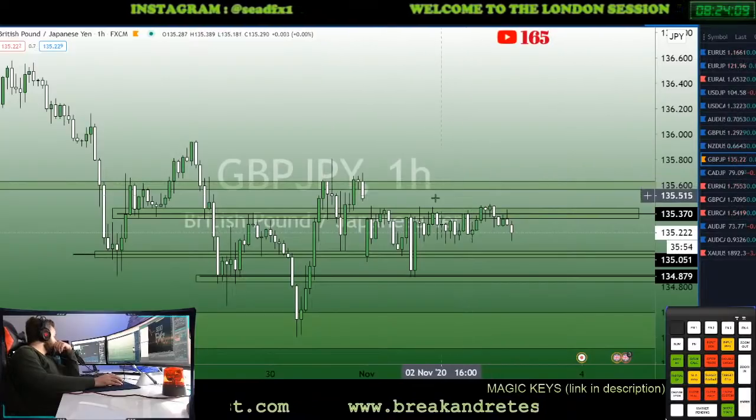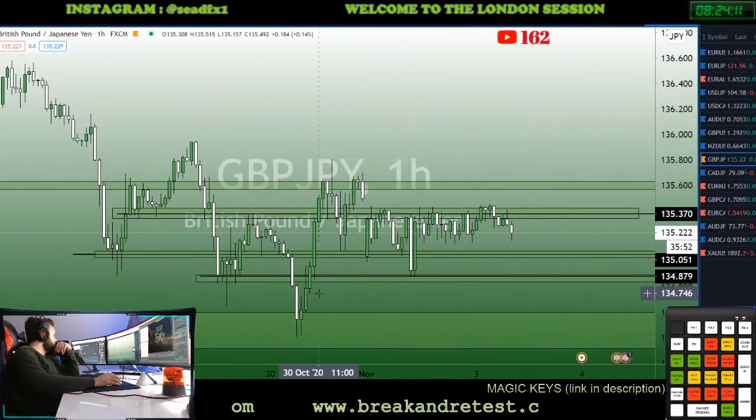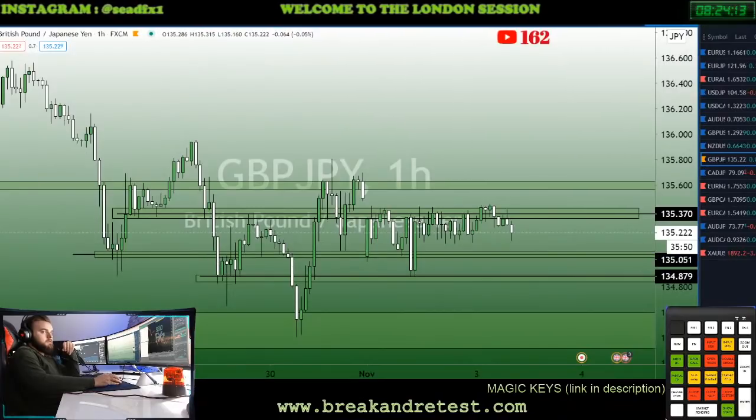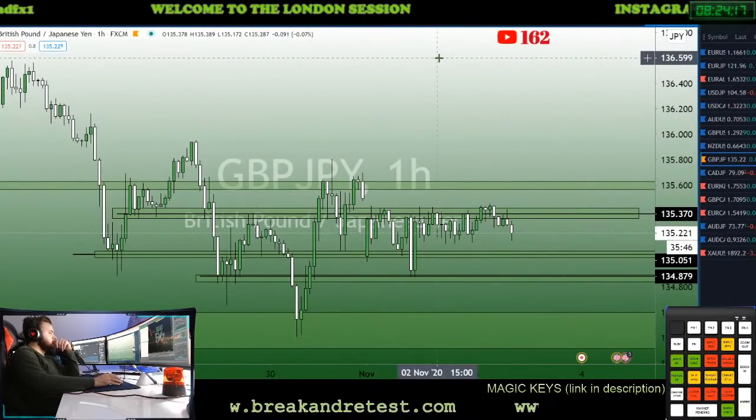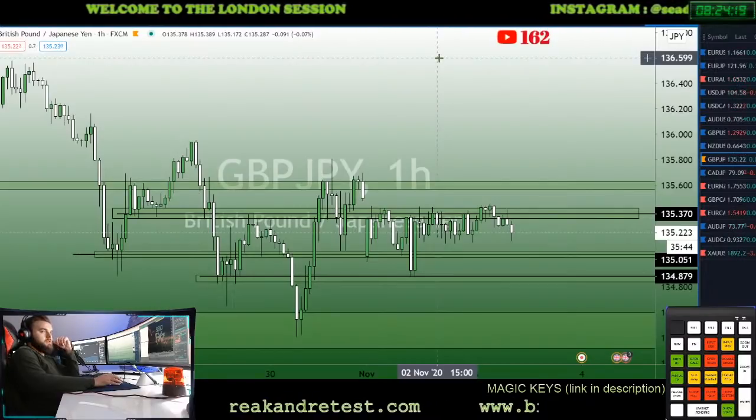Which charting software are you using? This is TradingView, if you don't know that.